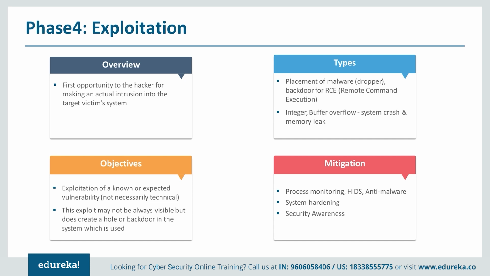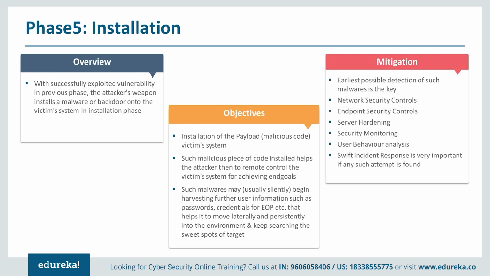Buffer overflow, which we have already seen, integer overflow, system crash, memory leak: these are more common. Mitigation controls, what can we do? We can implement process monitoring, host intrusion detection system, anti-malware, and system hardening. Again, we come back to security awareness. Installation: after successful installation, if it's already customized malware ready for the environment, it's done. Or in case it's a malware downloader, it downloads and installs it on the computer. And it makes sure that whenever a user or antivirus deletes the malware, it tries to recover.